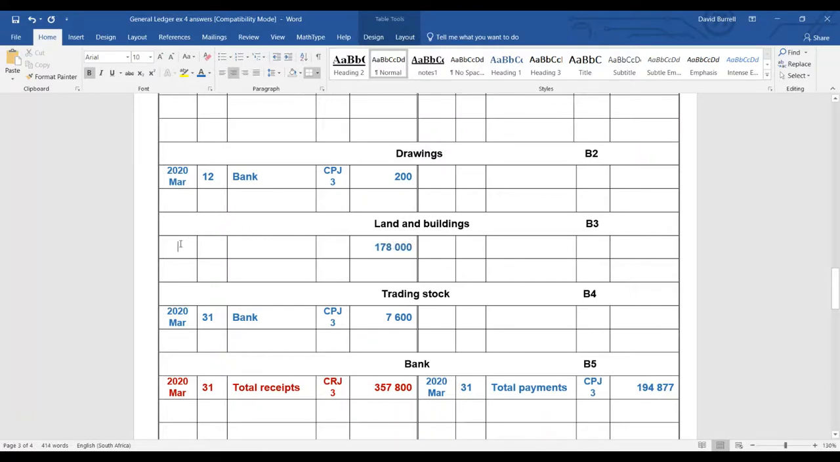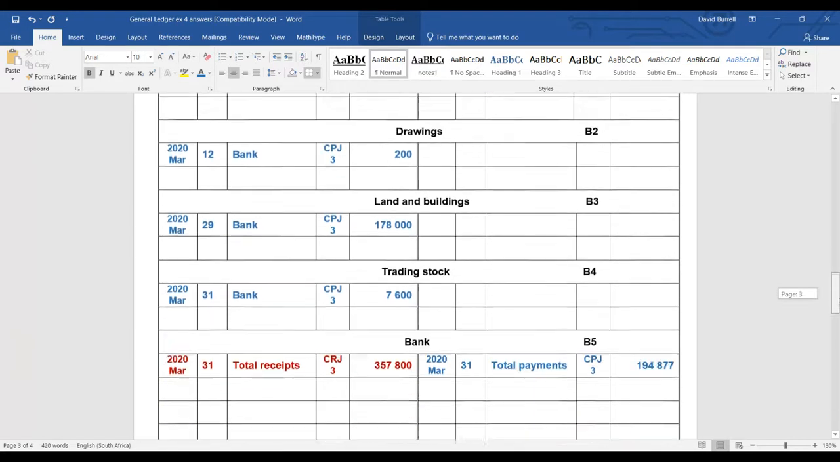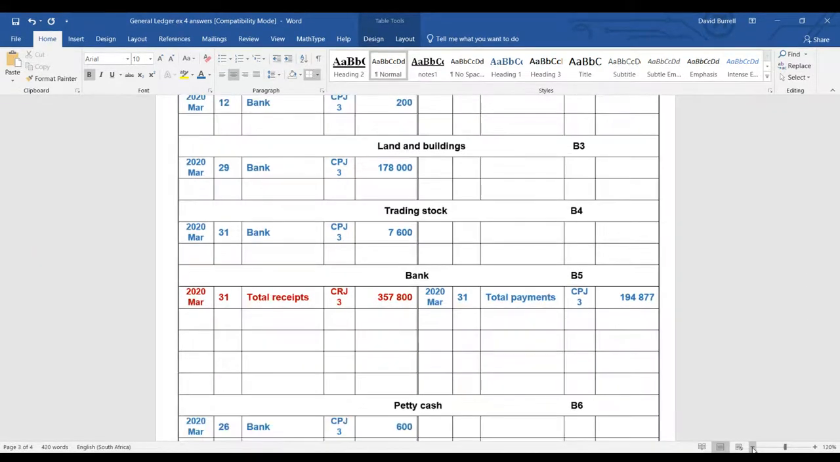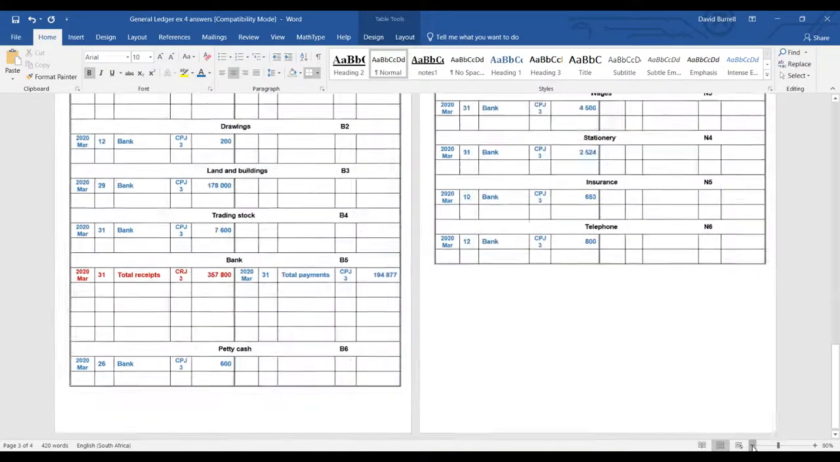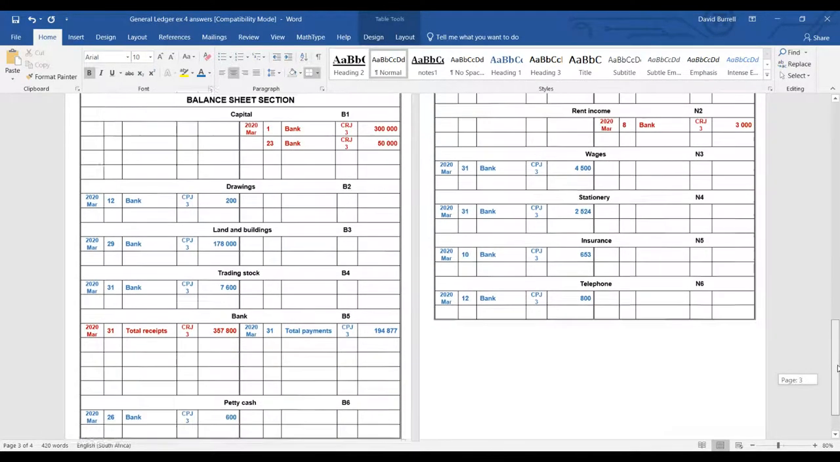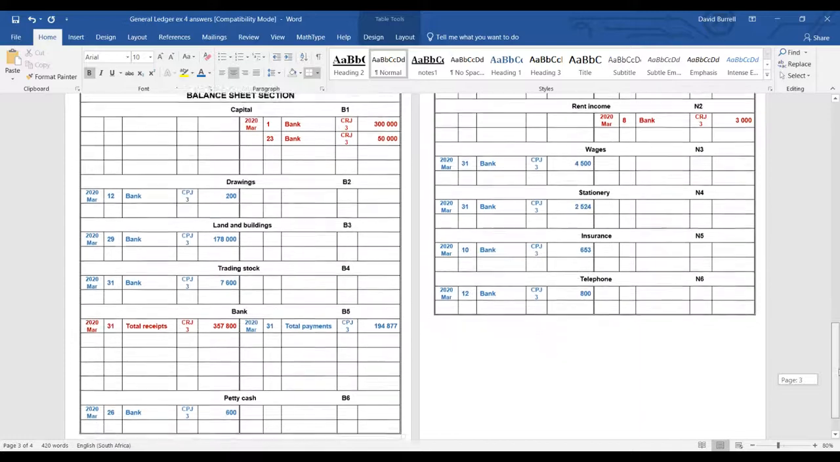Okay, and that's 2020 March. The 29th, bank, CPJ3. And that's it. We've posted from the cash payments journal, all done. Just want to emphasize this point about the double entry. So if we look here, kind of can't see everything.